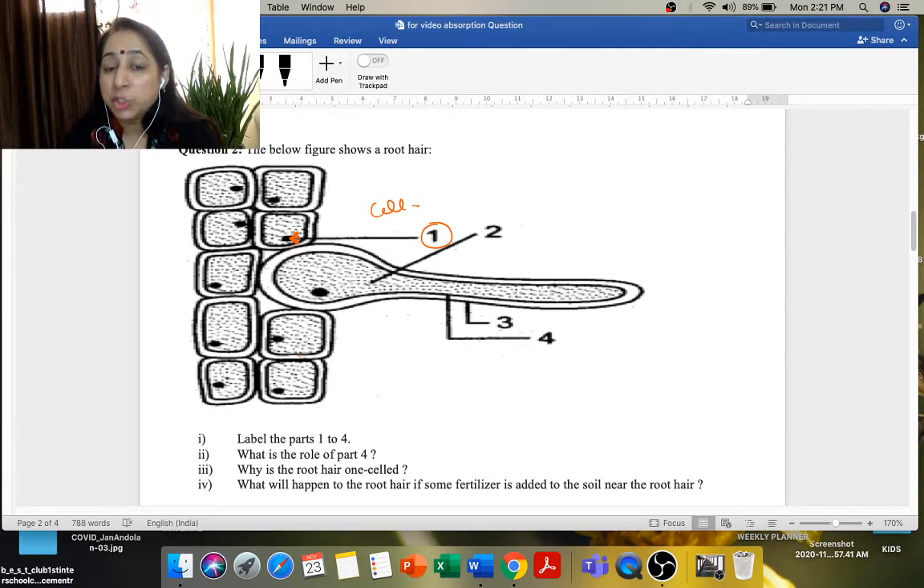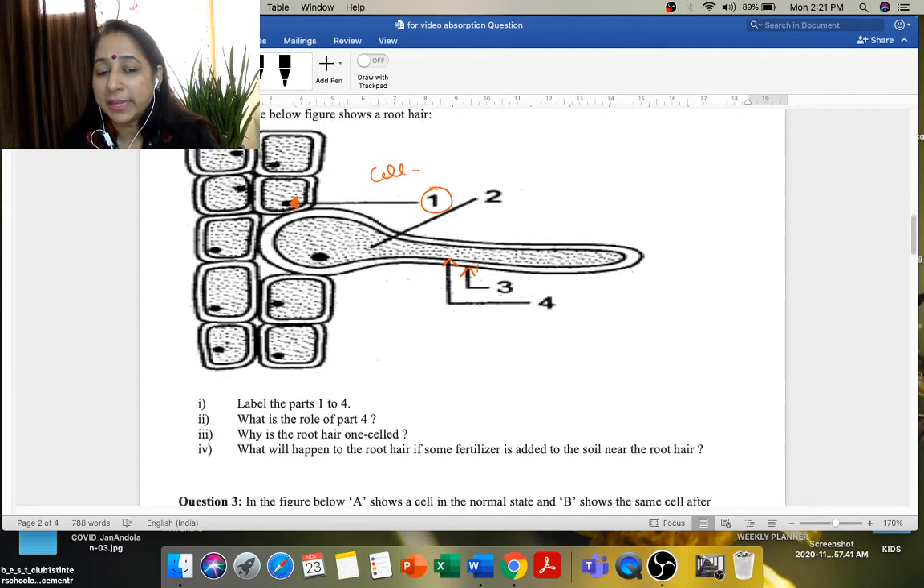Then we move to labeling 2. This is a vacuole, a large vacuole. Then we have part 3. Obviously it is the outermost layer, so it is the cell wall. Then we have the layer inside the cell wall, that is the cell membrane. So that is how we label 1, 2, 3, 4.